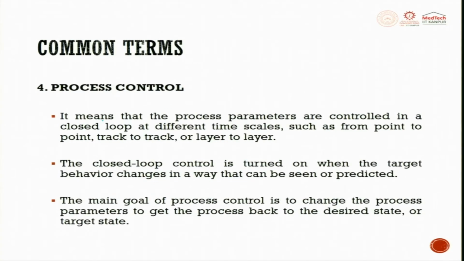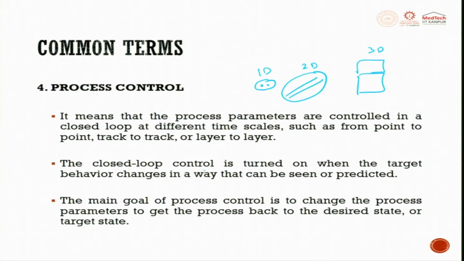In-process control means that the process parameters are controlled in a closed loop at different time scales, such as point to point, track to track, layer to layer. This is what we are trying: 1D, 2D, 3D. So the process parameters are controlled in a closed loop at different time scales, such as point to point, then track to track, then layer to layer.